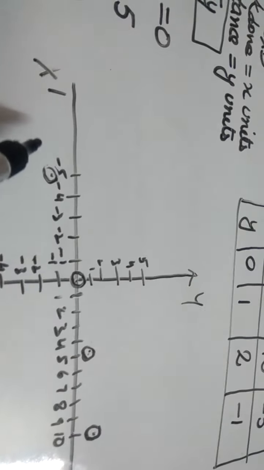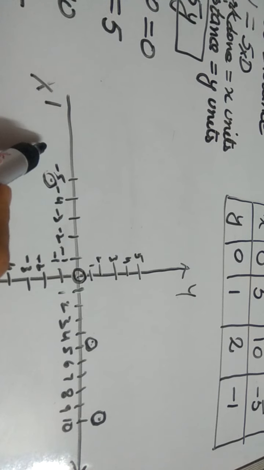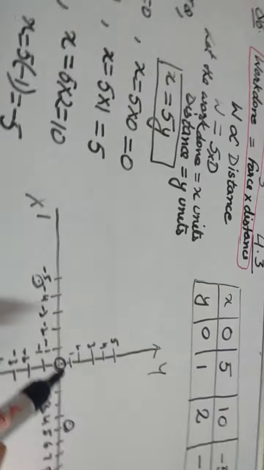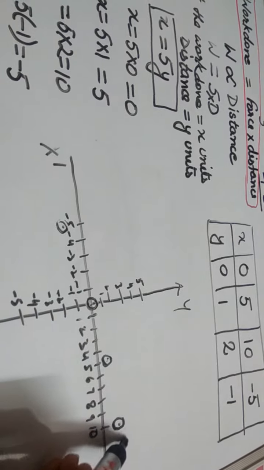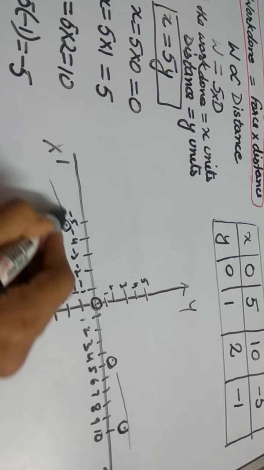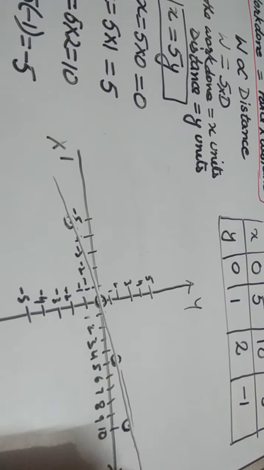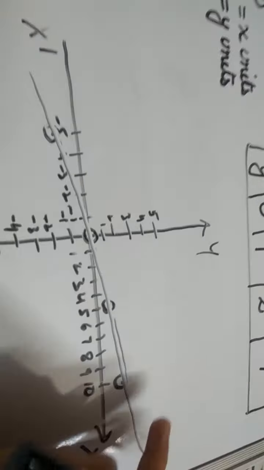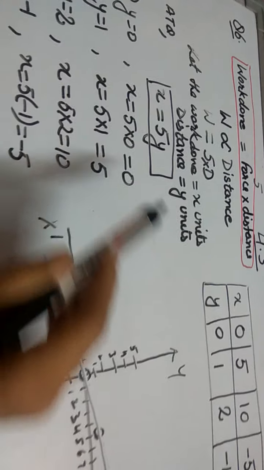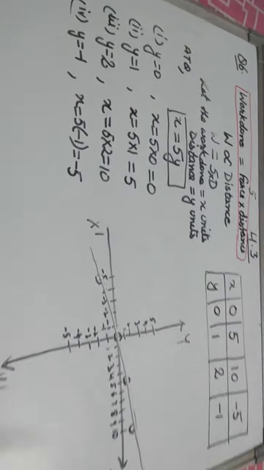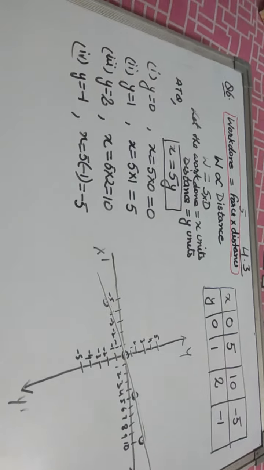So now dear students, use the scale to join these points, and you will definitely get a straight line which passes through them. I am drawing it randomly, but you have to use the scale because this is the equation of a line. So dear students, I hope the question is clear to you. Now let's move on to the parts of this question.